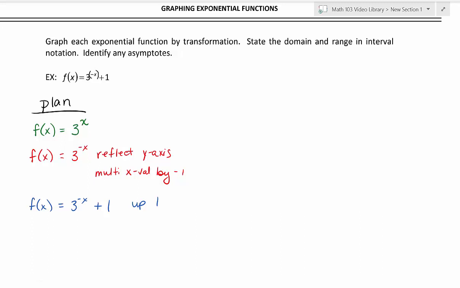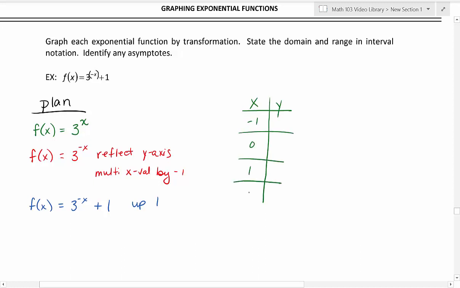All right, let's get some points for our parent function. We're going to do so by making an XY chart. We're going to use the x values of -1, 0, 1, and 2 again. 3 to the negative first is 1/3. 3 to the 0 is 1. 3 to the first is 3. And 3 squared is 9. So those are the points for our parent function. Let's plot them.